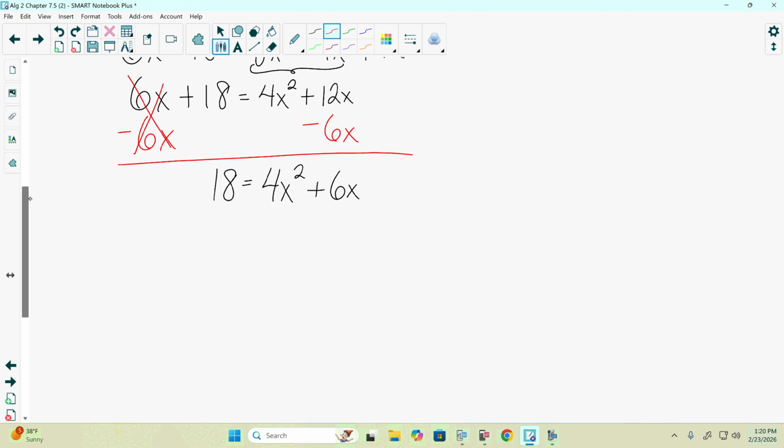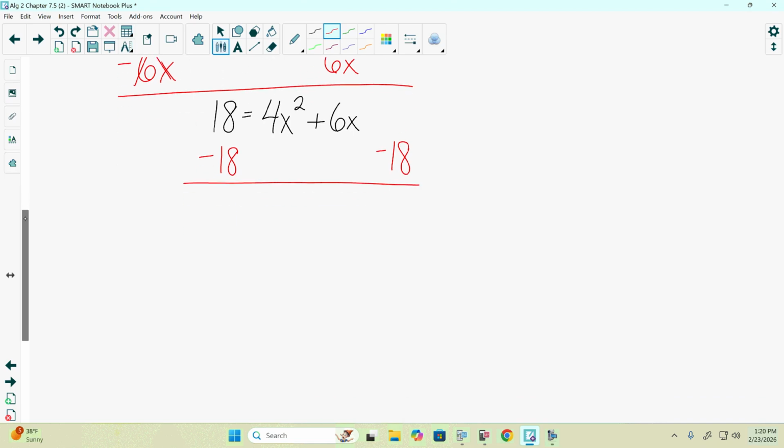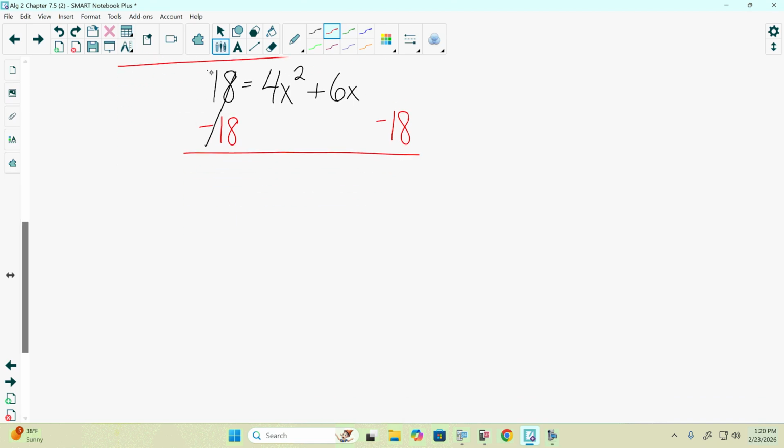Let's focus in. Next thing we're going to do is subtract 18 from both sides. 18 minus 18 is 0. So we do finally have the equation equal to 0. And since 18 does not have any like terms to subtract from, we just put minus 18.